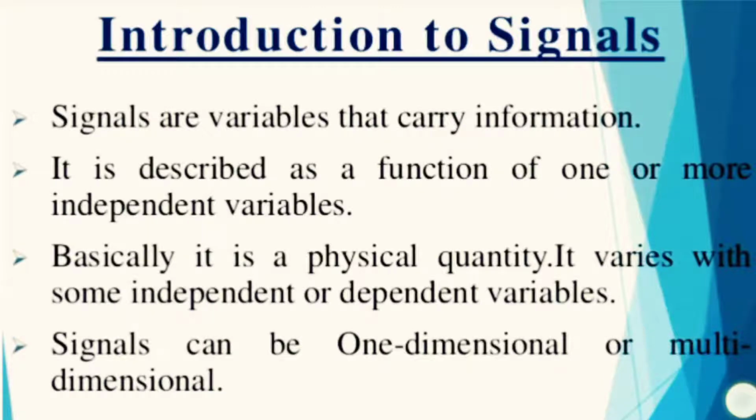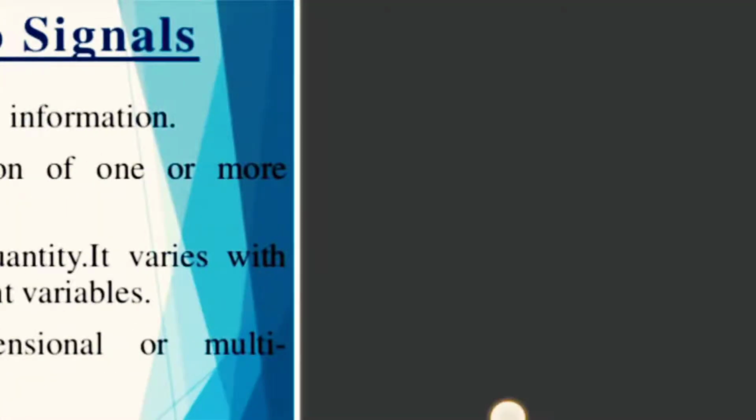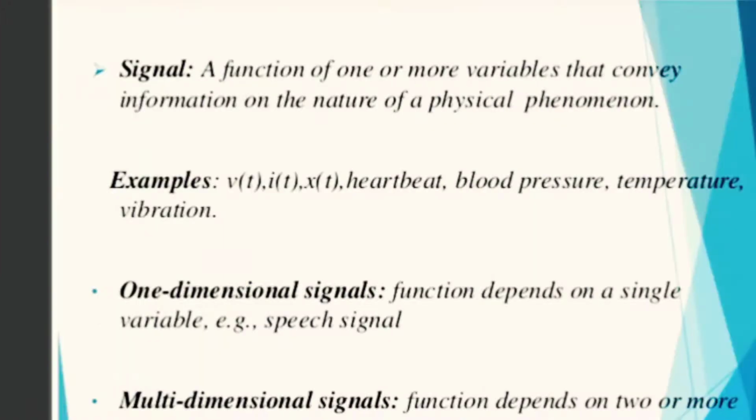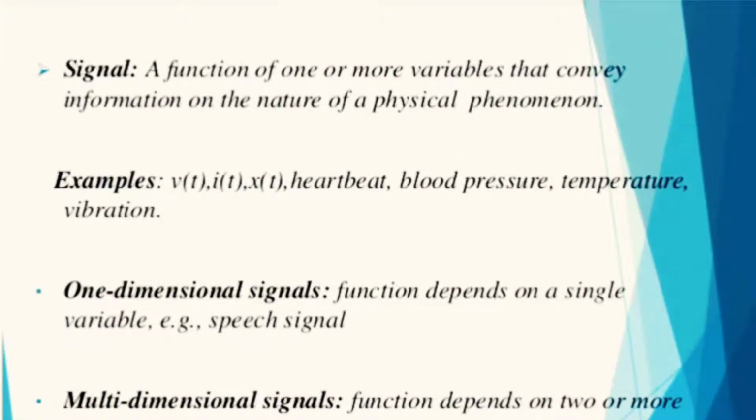Basically a signal is represented as a function of time. With respect to time, if the magnitude is 0 or 1, then it is a unit step signal, like that. A signal is a function of variables that can convey information about physical phenomena. Examples are v of t, i of t, x of t, or blood pressure, temperature. These are one dimensional signals and multi-dimensional signals.